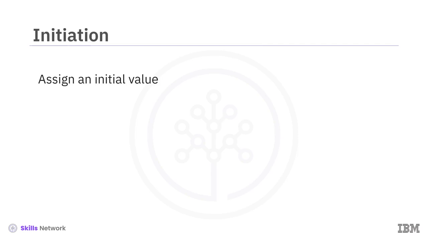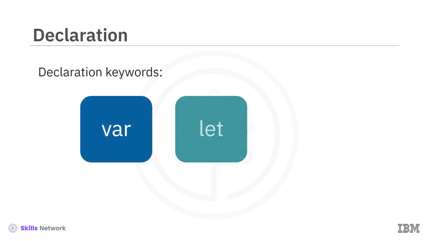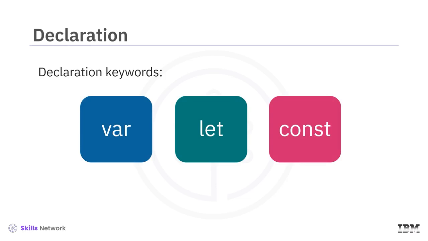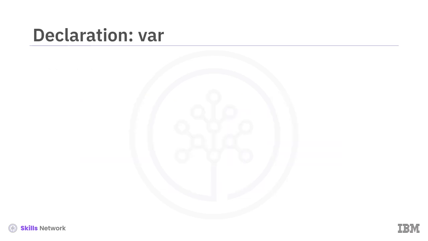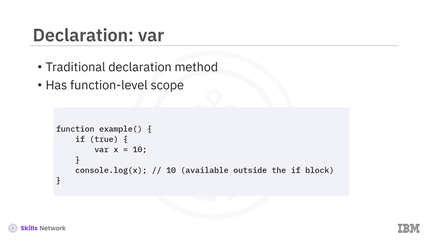For the initialization of a variable, you can optionally assign an initial value to it. To create a variable in JavaScript, you also need to declare it using one of three keywords: var, let, or const. The declaration tells JavaScript that you want to reserve a spot in memory to store data. Var was the original way to declare variables in JavaScript, and it has function-level scope. This means that a variable declared with var is available throughout the entire function in which it is declared.